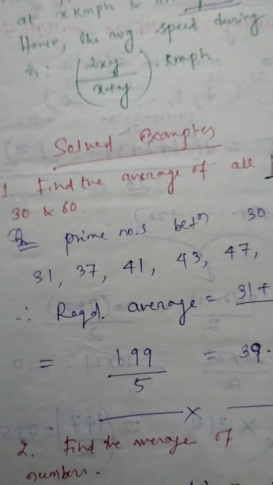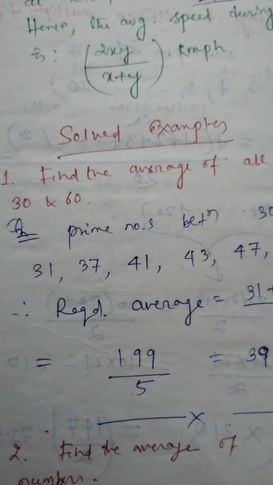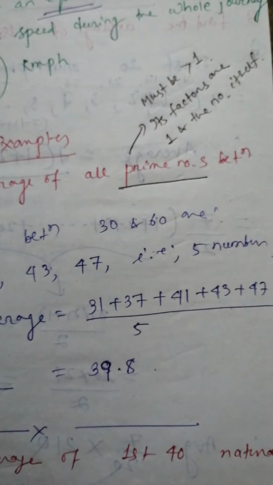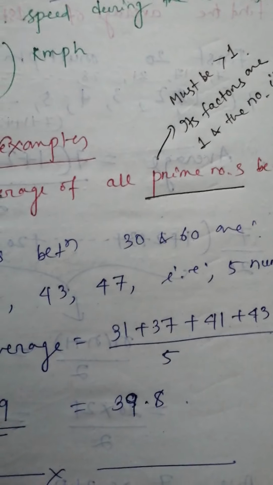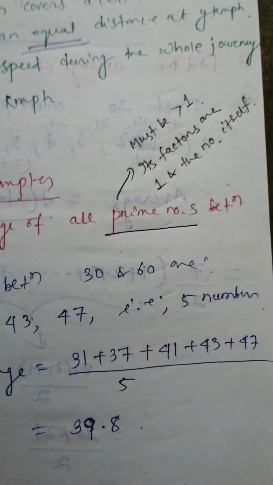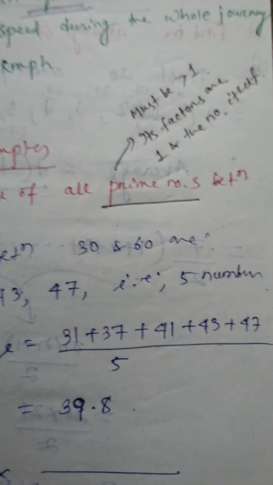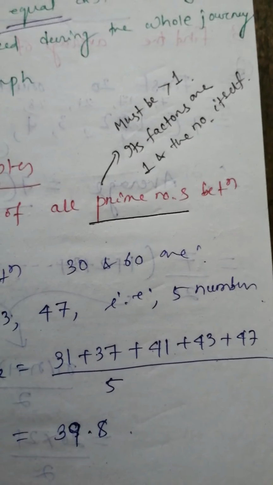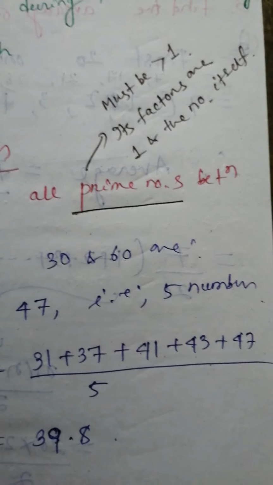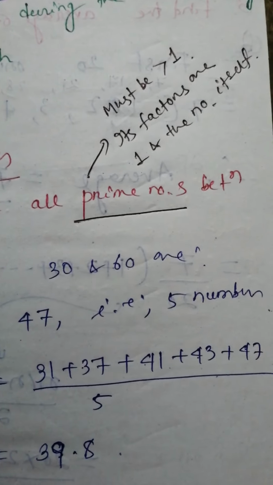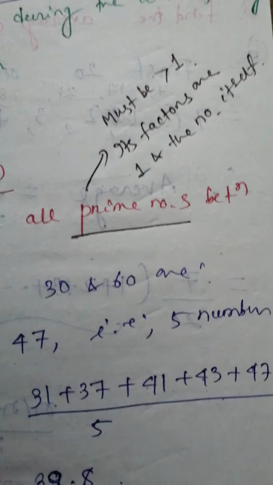Next. Now I will solve some problems. So, the first problem, the question is, find the average of all prime numbers between 30 and 60. So, we know what are the prime numbers, what are the even numbers. I think everybody is aware of it. But still, for a clear understanding I have written the definition everywhere. So what are prime numbers? A prime number must be greater than 1 and its factors are 1 and the number itself.